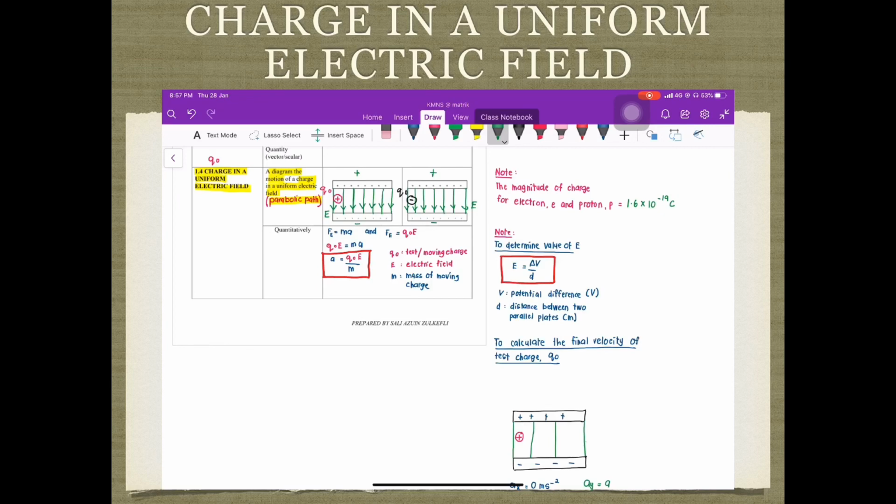Why do we call it a uniform electric field? Because of the spacing here. It is equal or the same. When we draw equal spacing, it means a uniform electric field. Okay, let's discuss when the test charge or moving charge enters these two plates.